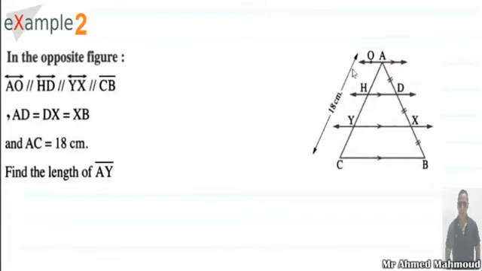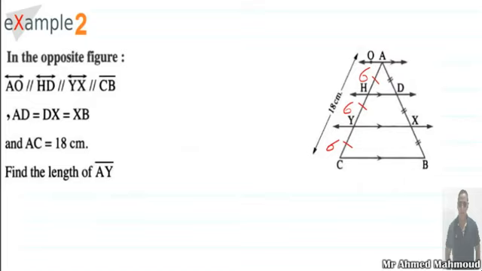First, we are going to divide 18 by 3 because we have 3 equal segments. Then we have 6 centimeters each: 6, 6, and 6, because they are equal in length. This one AH equals this one, HY equals this one, YC. Now I need to write the steps. Of course, AY here, AY equals 6 plus 6 equals 12 centimeters.